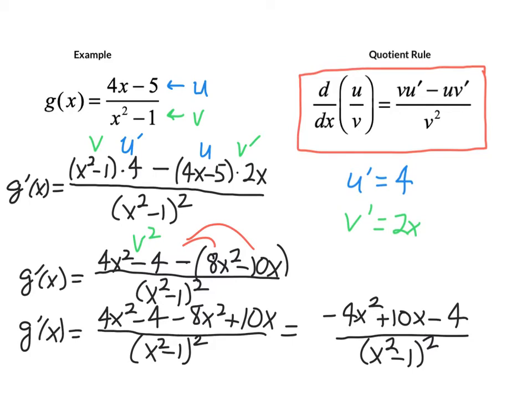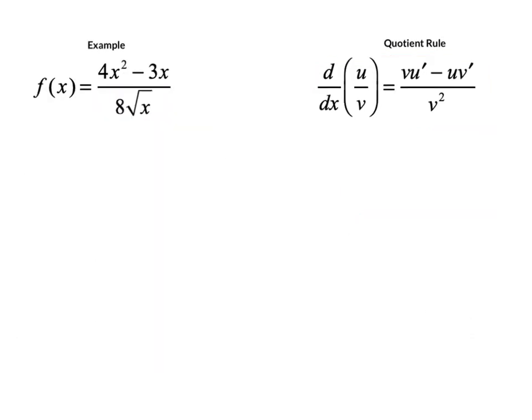So this is a case where you must use the quotient rule. Typically when you see a rational function and you have multiple terms in the denominator, there's really no good algebra rewrite approach to getting the job done here. Let's make sure we understand how the quotient rule works and look at an example where you maybe do have two options. So here we have the rational function 4x squared minus 3x divided by 8 times the square root of x, and because it is a fraction, the quotient rule will work.